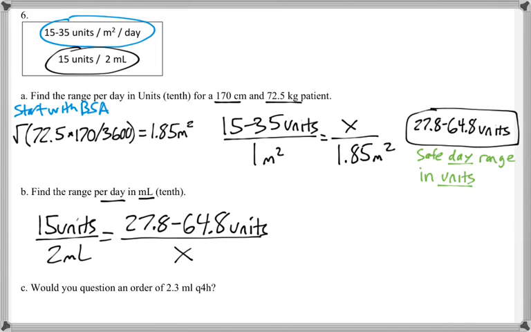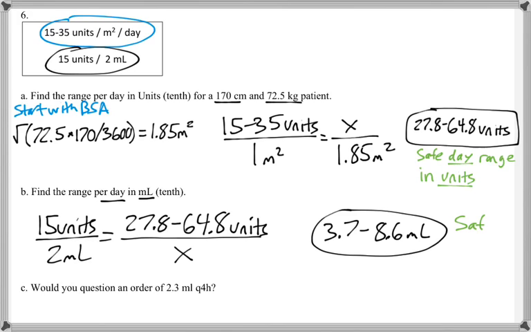And rounding to the nearest tenth, this will be 3.7 to 8.6. And this is the safe day range in mLs.